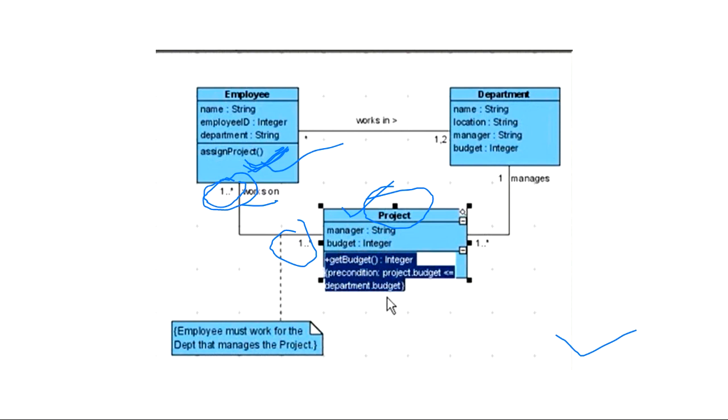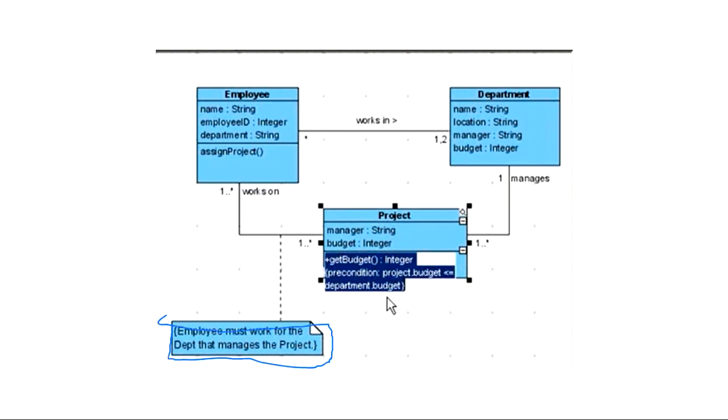Another way to define constraints in a class diagram is the note. This is the representation of a note which I have attached with this association link. In the note also, you can write the restrictions in braces. Any restrictions, anything you want to define. For example, here they have defined that employee must work for the department that manages the product. This is a restriction. This is a compulsory requirement.